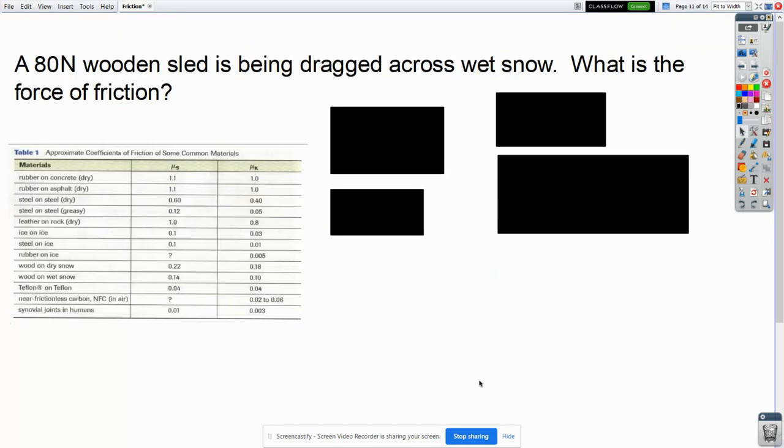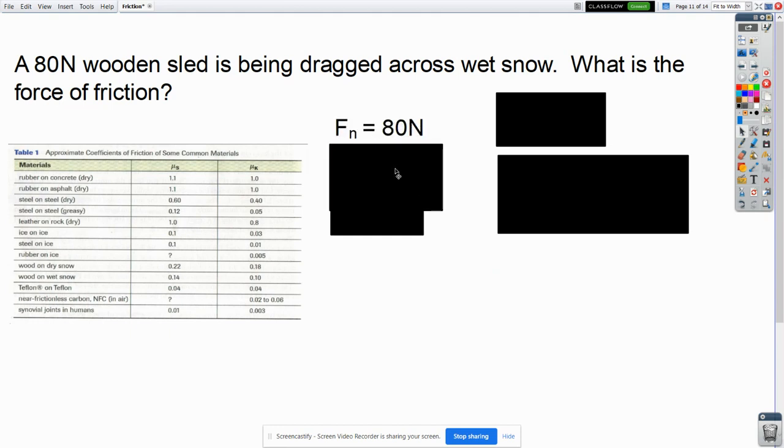Take a look at how it works. An 80 Newton wooden sled is being dragged across wet snow. What is the force of friction? 80 Newton wooden sled, that is the weight of the wooden sled. I've told you this a few times in a previous video. Whenever the newtons is attached to the name of something, 80 Newton wooden sled, that's its weight. And we know that the weight is going to be equal to the normal force. So if the weight's 80 newtons, the normal force is also 80 newtons.